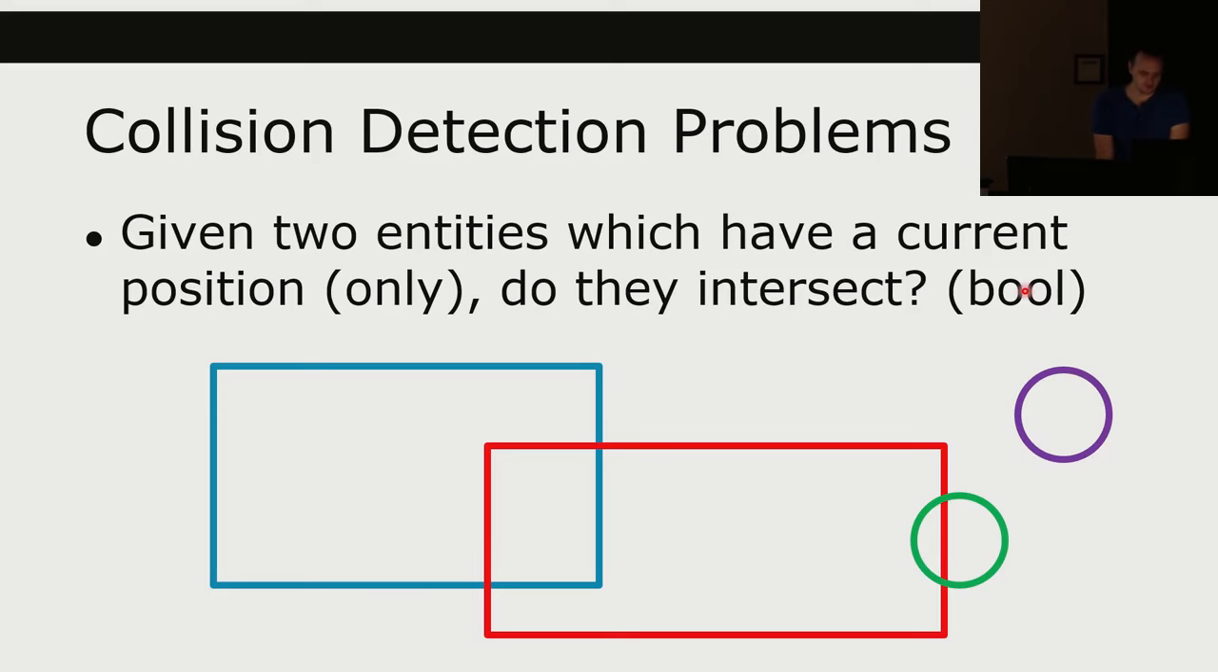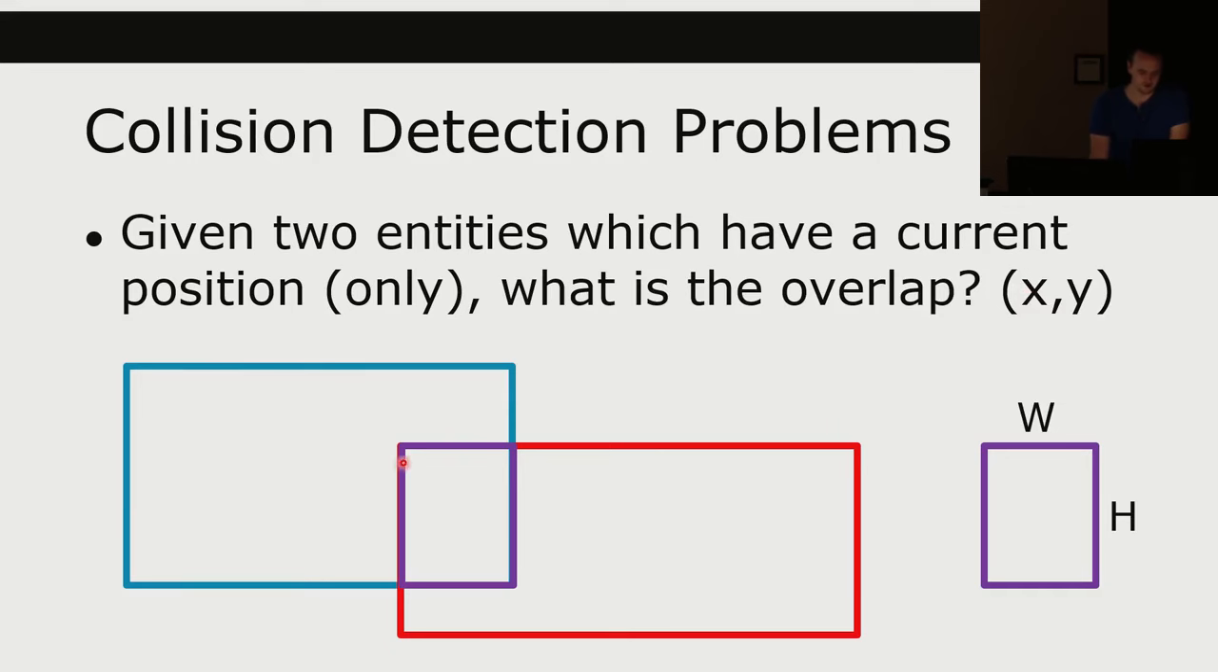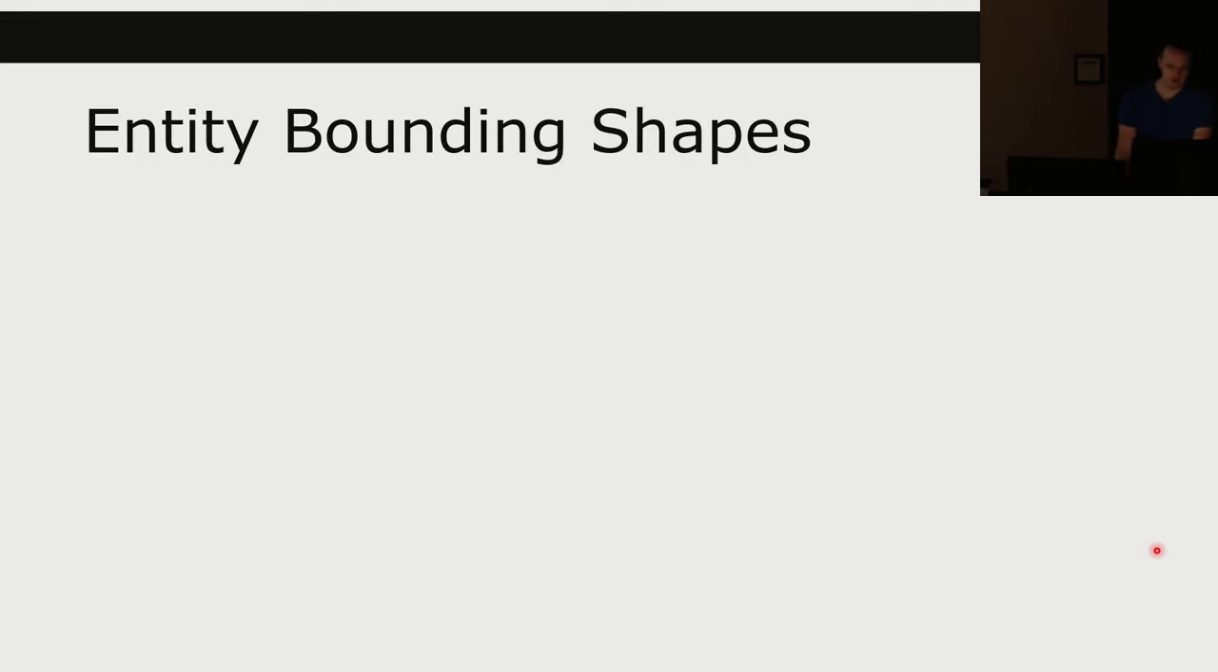Another question is not only do they intersect, but by how much do they intersect? Because that's going to be one of the key factors in how we actually resolve this, right? Okay, if they intersect by this much, maybe I need to do at least that much to resolve that. So for example, here we have this blue rectangle and this red rectangle, and if we calculate by how much they intersect, we get this other rectangle, right? And that has a width and a height, and we'll talk about that a bit later. But first, let's talk about how we get those bounding shapes themselves.